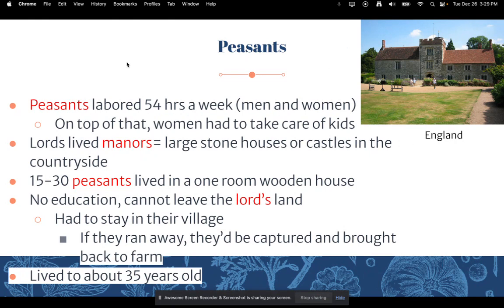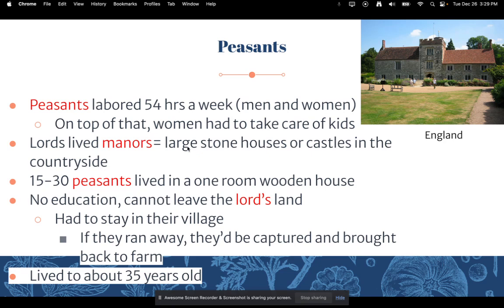Anywhere between 15 to 30 peasants lived in a one-room wooden house. Yes, one room. Could have up to 30 people. Crazy. They also didn't have any education, and they were not allowed to leave the lord's land. They had to stay in their village.